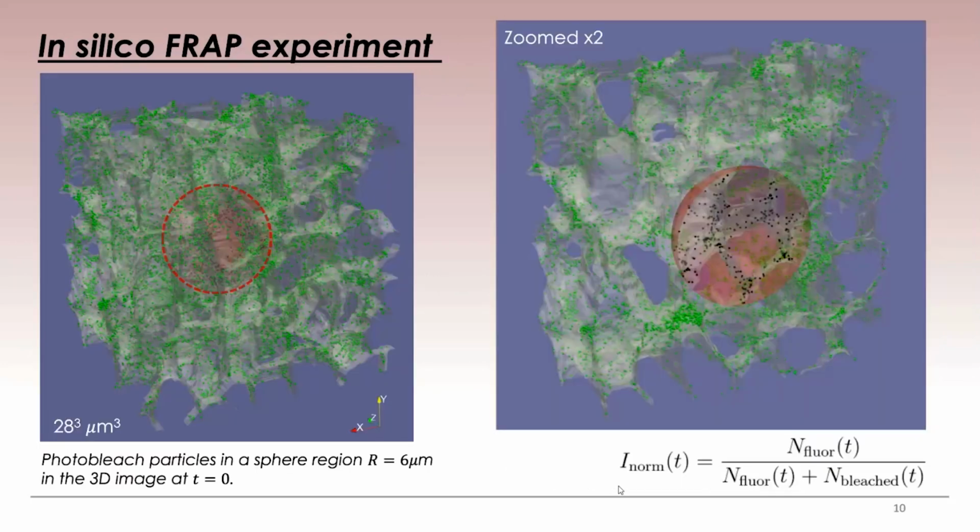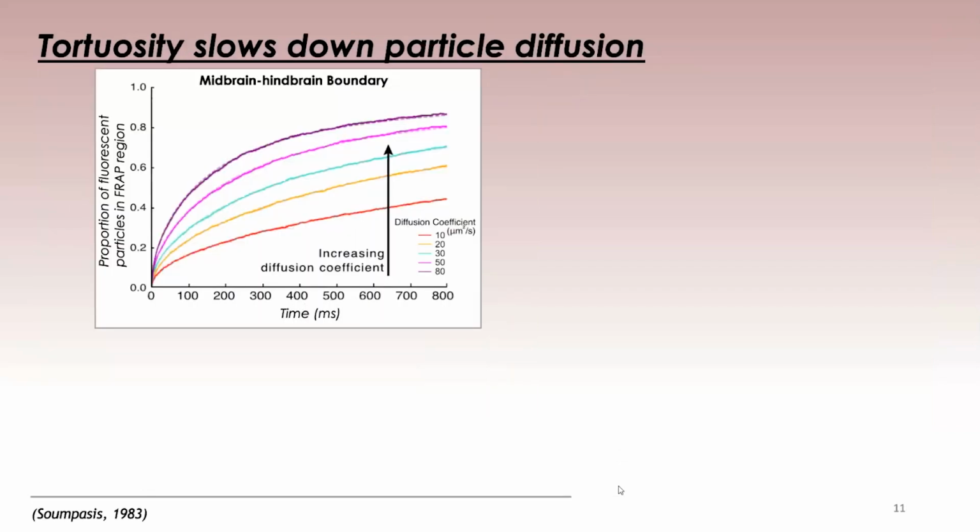So to do that, we simulate FRAP experiments, where now we photobleach a circular region in our tissue architecture. So this is a zoomed in version to the center of the architecture to see the particles. The black particles are the ones that are being photobleached, and then the green are the fluorescent particles. We also assume instantaneous photobleaching, and so this is time 0. Then we just allow the particles to diffuse and recover over time.